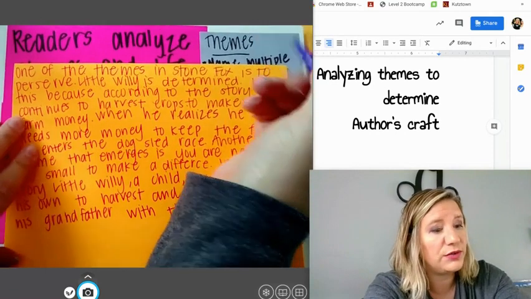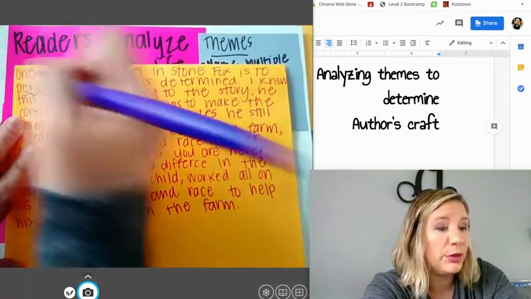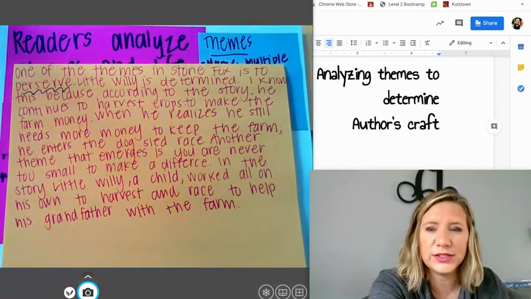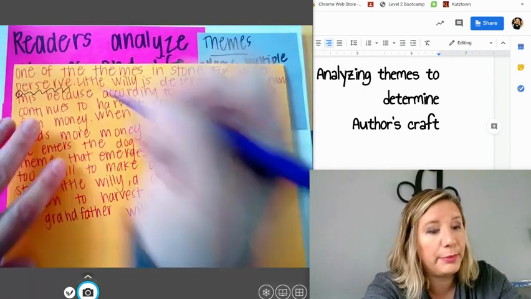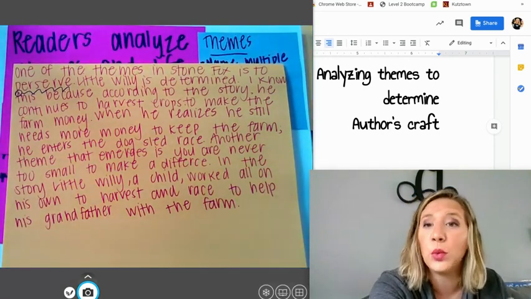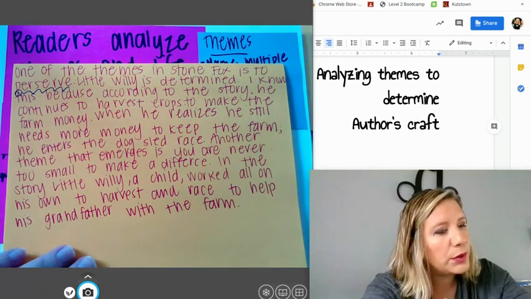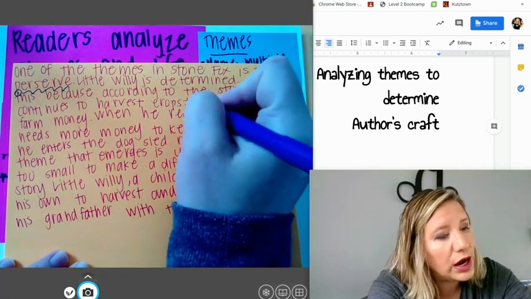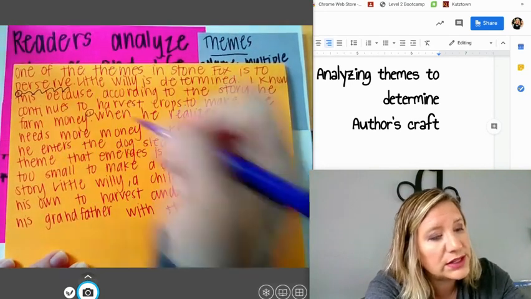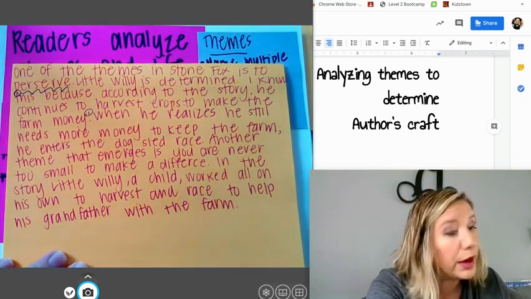One of the themes in Stone Fox is to persevere. Awesome. First theme. I'm going to put a little 1 by it because what I want to do next is put a 1 by my text evidence that goes along with my persevering. So according to the story, he continues to harvest crops to make the farm money. There's text evidence for theme number 1.